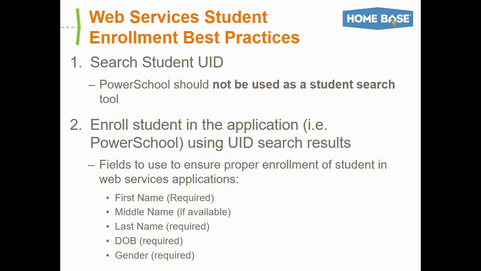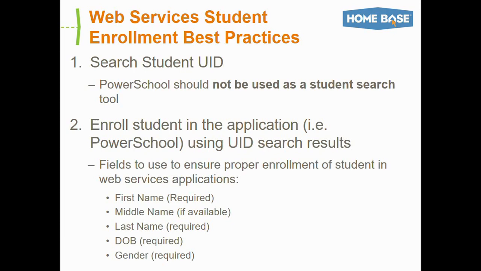A few best practices for enrolling students inside of PowerSchool. The first thing you want to do is search for the student that you're enrolling inside of the UID system. So you should go over to the UID system apart from PowerSchool, search for the student, which we'll get into the different ways that you can search the system in the next video. But just know that whenever you're enrolling a new student, the first thing you should do is check the UID system to see if that student already exists.